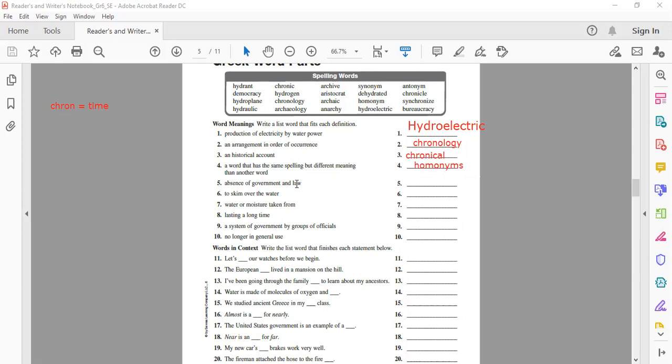Number 5, yeah, Watin. Absence of government and law. What will happen? Democracy? No, not democracy, of course.